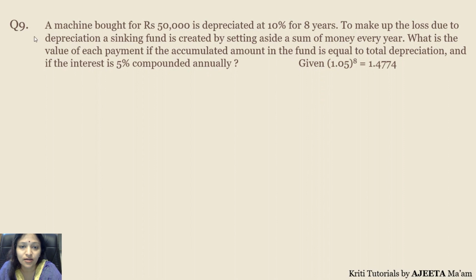It's not tough, but it has the concept of depreciation also. So, what the language is: a machine was bought for rupees 50,000 and it is depreciated at 10% for 8 years. To make up the loss due to depreciation, a sinking fund is created by setting aside a sum of money every year. What is the value of each payment if the accumulated amount, now this is important, accumulated amount in the fund is equal to total depreciation. Now I give you a simple example. Suppose the machine is for 50,000 as they've written.